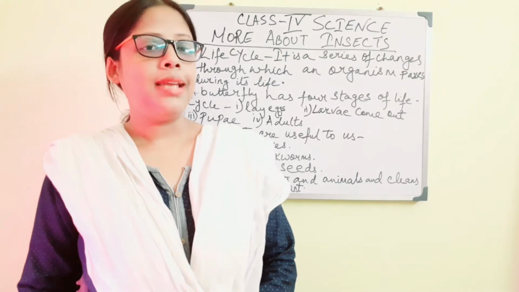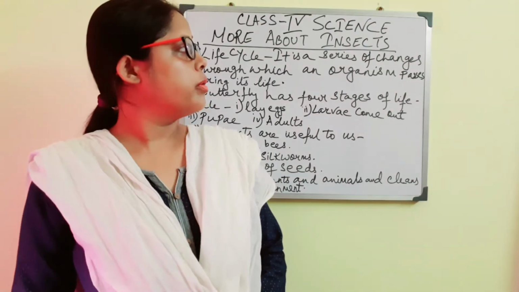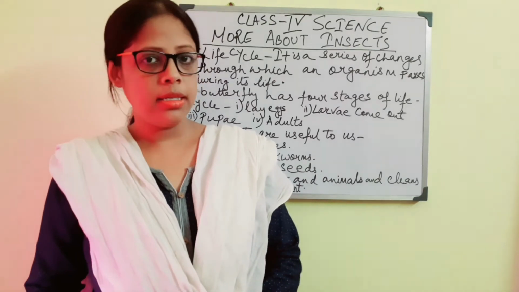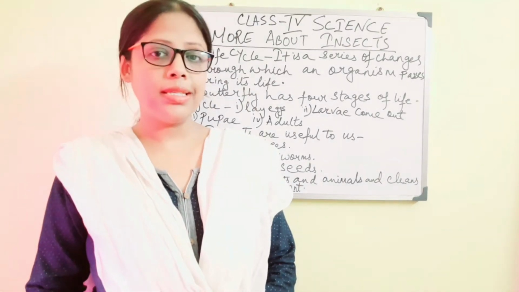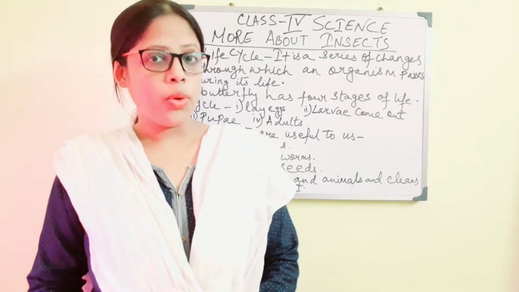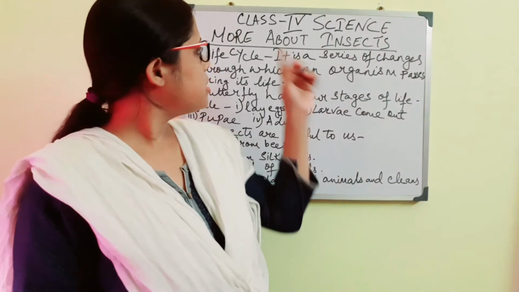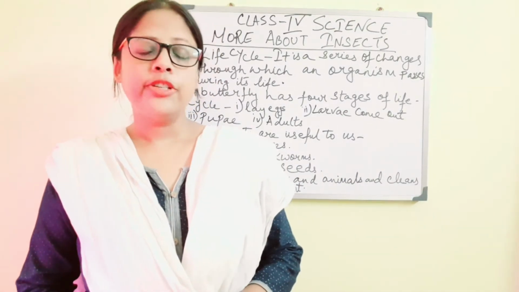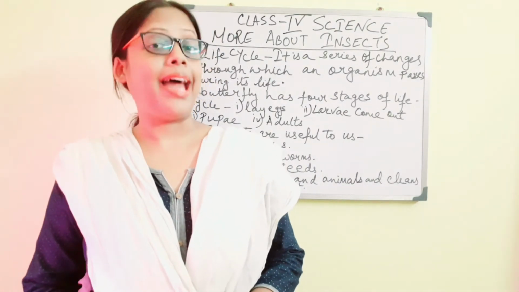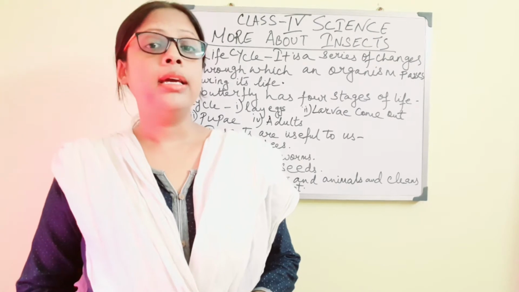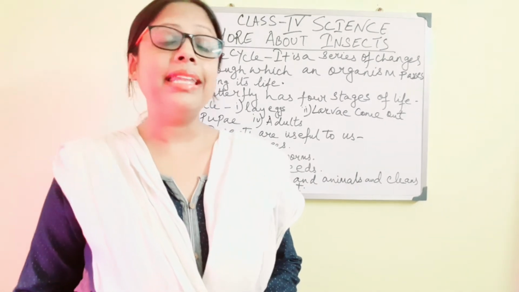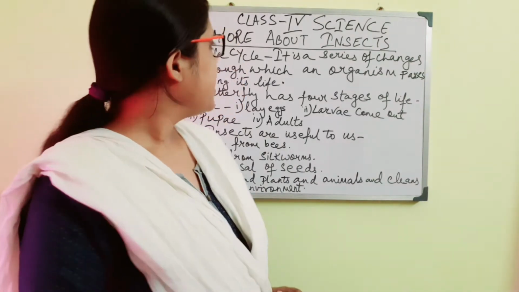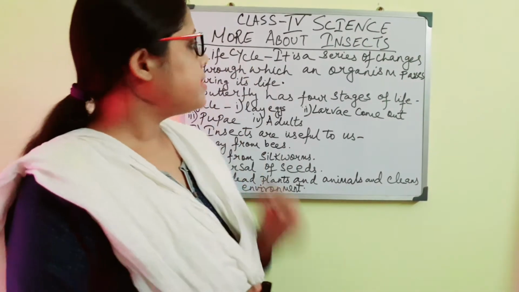Now, last class we read about the different body parts of an insect. We read about the social insects. So, today we will continue the chapter more about insects. Today we are going to learn about the life cycle of a butterfly, the usefulness and the harmfulness of a butterfly. So, now, life cycle.